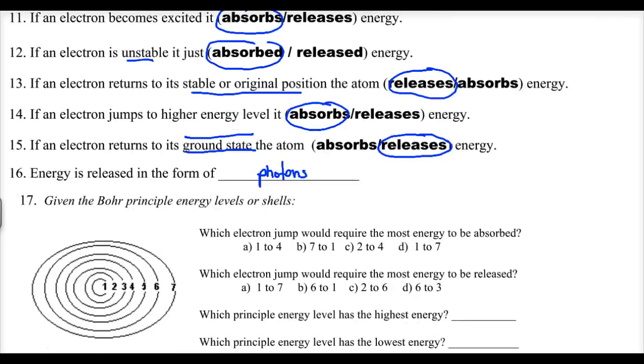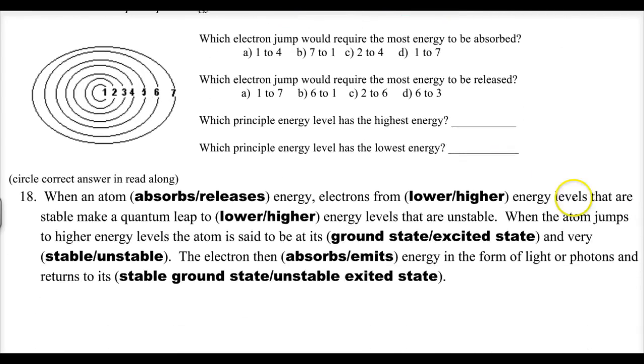All right, given the Bohr model, which electron jump requires the most energy to be absorbed? That's key here. If you're absorbing energy, that means you're going farther away from the nucleus. And if you're absorbing the most, you need the most energy to pull away from the nucleus. That's why 1 to 7 is the most energy to be absorbed. I'm going away.